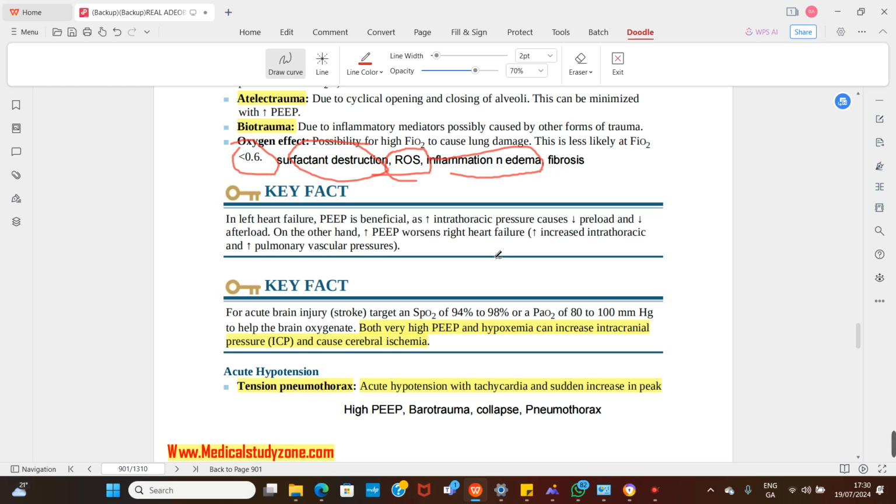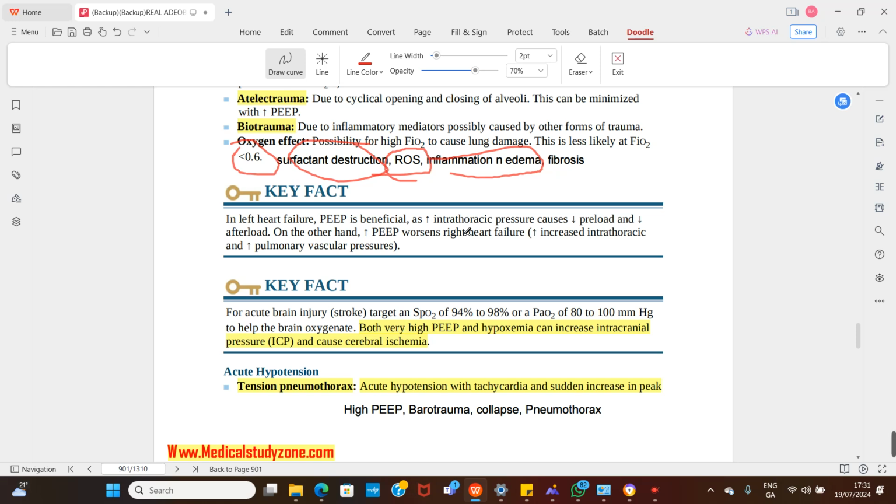But you don't want to PEEP someone that has right heart failure. Why? If you PEEP, you are increasing intrathoracic pressure. That pressure is squeezing the pulmonary artery, the pulmonary capillary, and the pulmonary vein, and all of them will prevent emptying into the left atrium. Now, if you over PEEP and squeeze the pulmonary artery, capillary, and vein, what will happen to the afterload to the right side of the heart? It will increase. Do you think you are helping that person with right heart failure? No, you are worsening it.